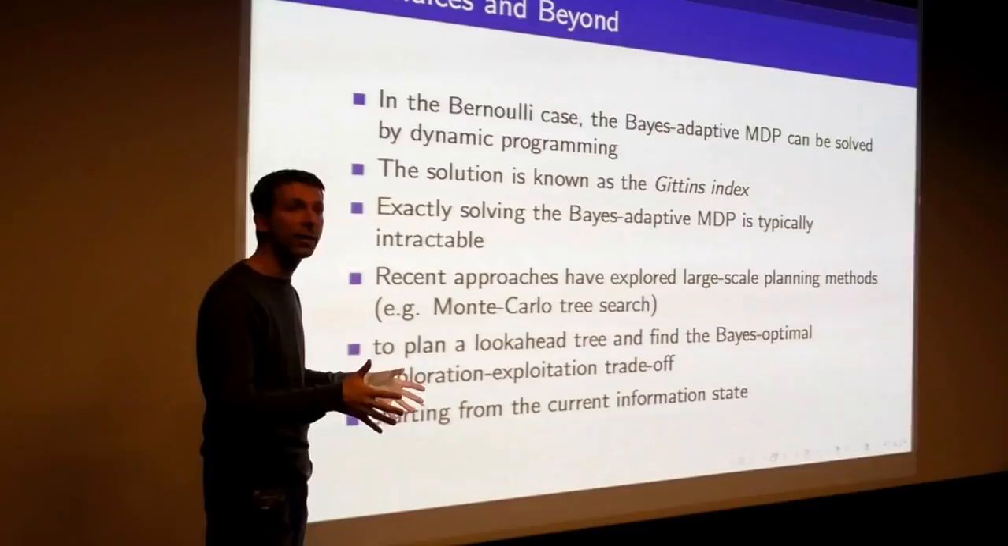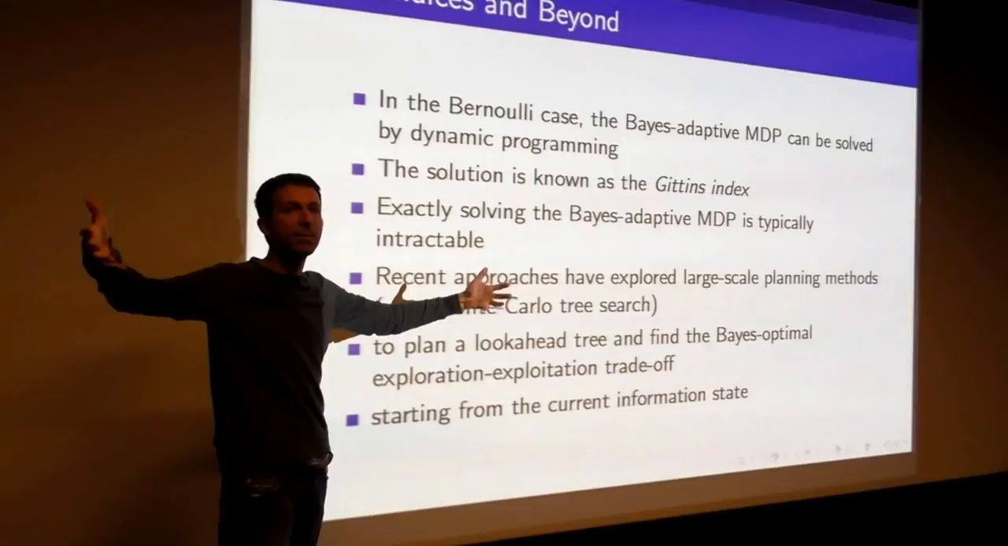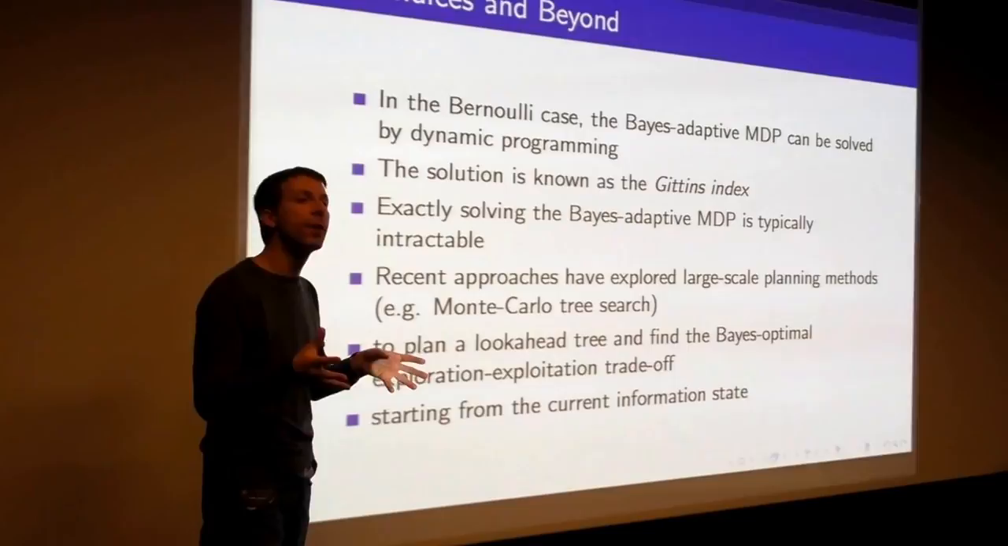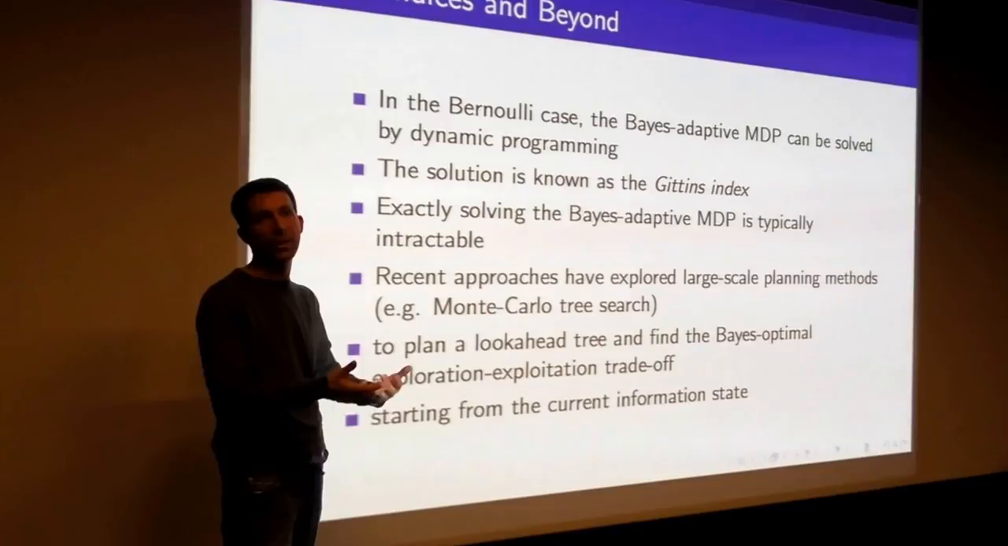So even though it might look like we've blown up our state space to something enormous, we can then use some of the planning methods that we know of that are very effective in large state spaces, like Monte Carlo tree search, to still find approximately a very good solution, and so approximate the best possible trade-off to the exploration-exploitation dilemma.